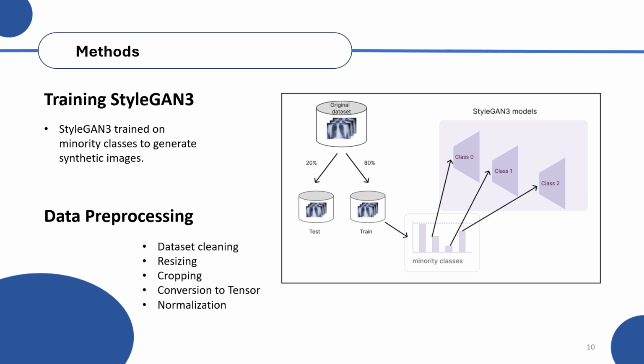The training of StyleGAN3 was conducted separately for each minority class in the COVID-19 and HAM-10,000 datasets to ensure that each model learned the specific characteristics of each class, ensuring that only the images from the training set were used to prevent data leakage into the test set. The pre-processing of the data included cleaning the dataset, resizing the images to 256 pixels, cropping, converting the images into tensors, and normalization.